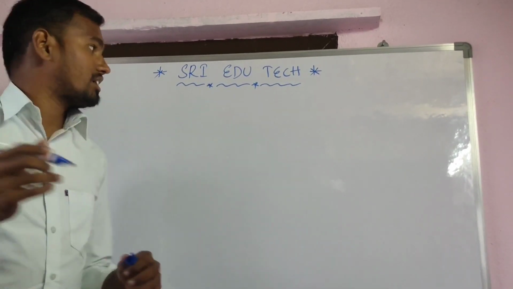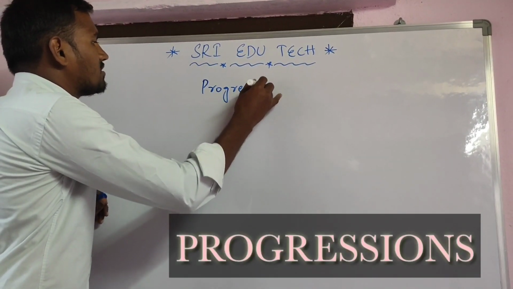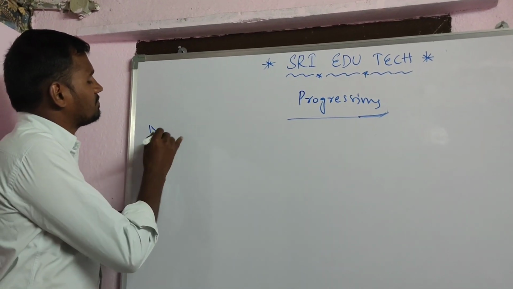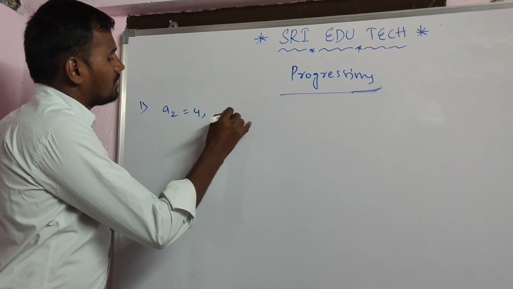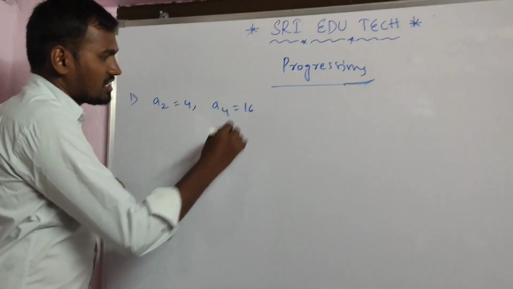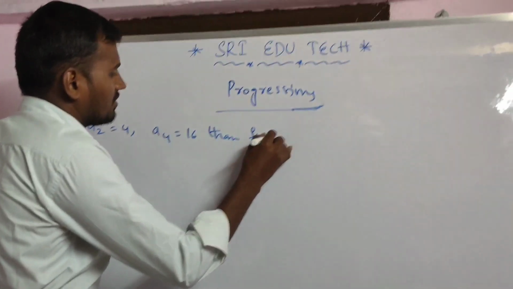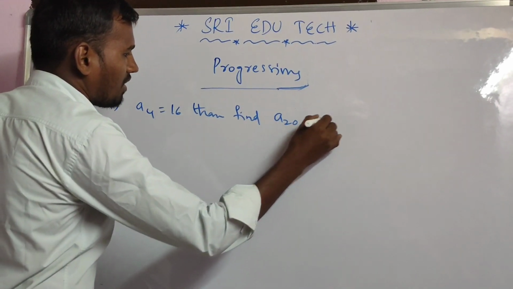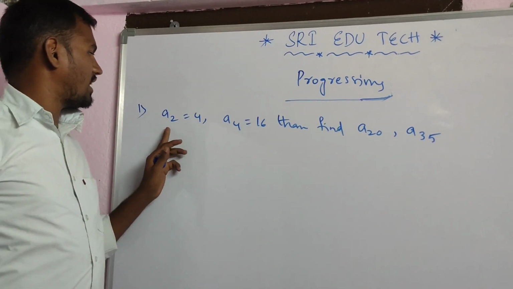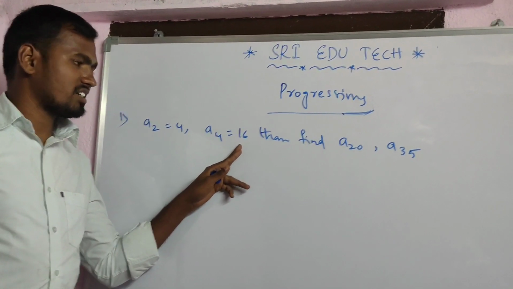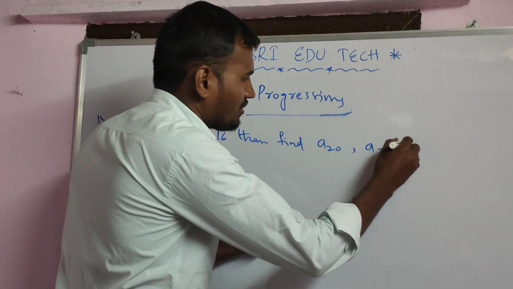Today we are discussing the progressions chapter only. Progressions. Right? See, A2 is equal to 4, A4 is equal to 16. Then find A20, A35. Okay? A2 is equal to 4, A4 is equal to 8. Then find the A20 and A35th term.